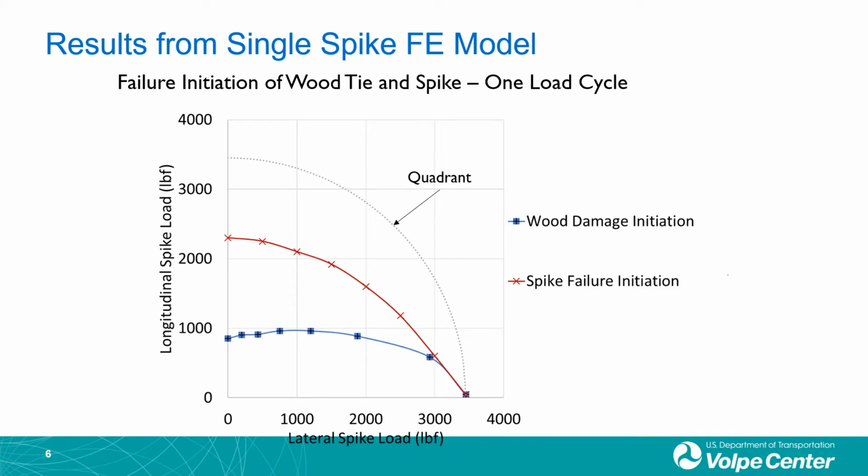If you look at the red curve, which shows the spike failure initiation, only 2,300 pounds of force along the longitudinal direction is able to initiate the spike failure. But when you look at the lateral only direction, you need 3,500 pounds of force in order to initiate the spike failure along the lateral direction.